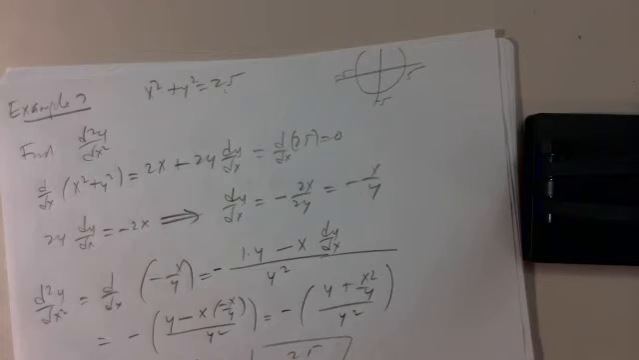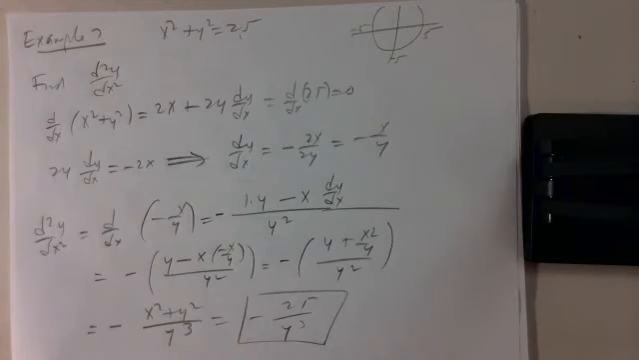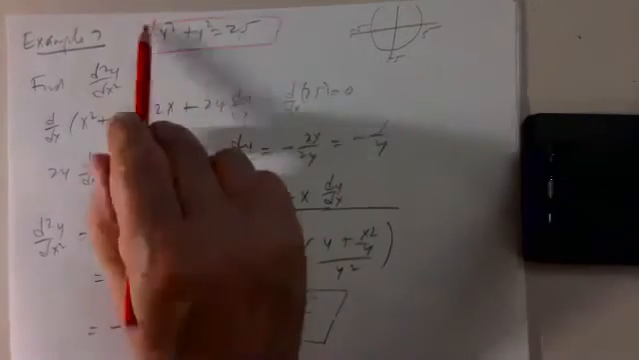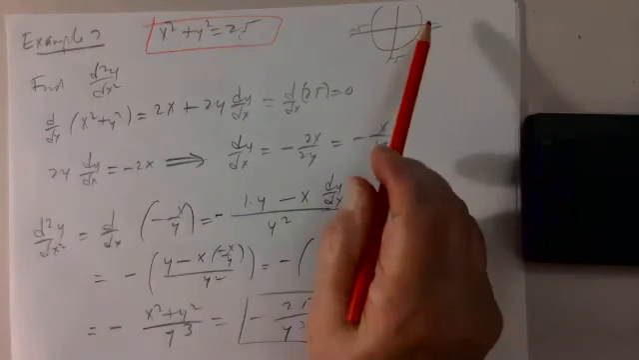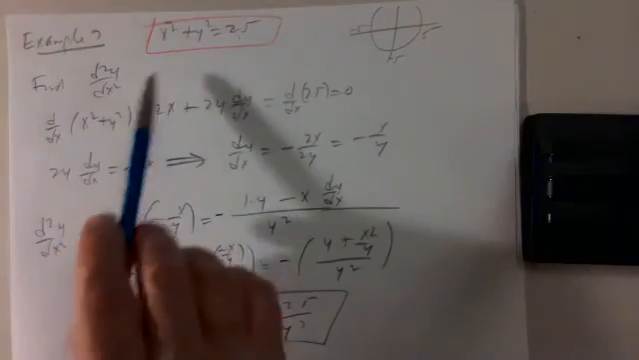So let me go through this again, because this is a new technique to learn. We're given the circle of radius 5 with center at the origin. The curve is x squared plus y squared equals 25. And we want to use implicit differentiation to find the second derivative of y with respect to x. So the first thing you do is find the first derivative.